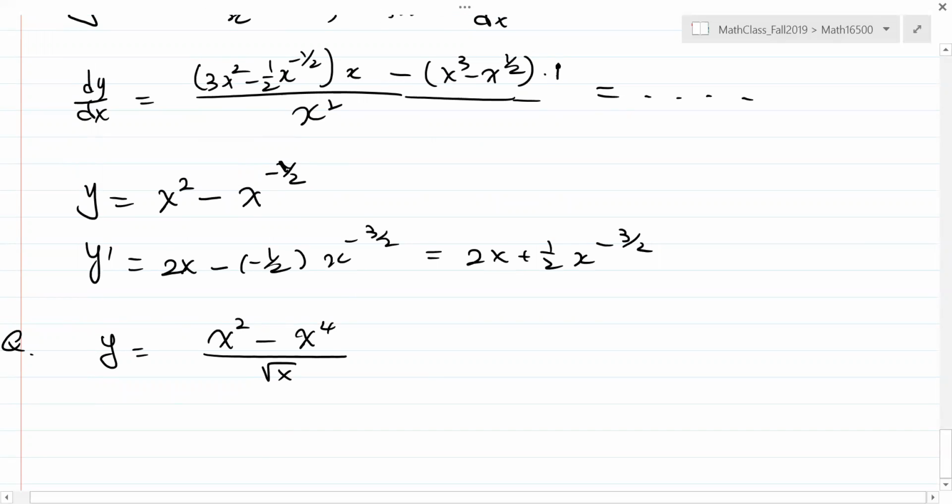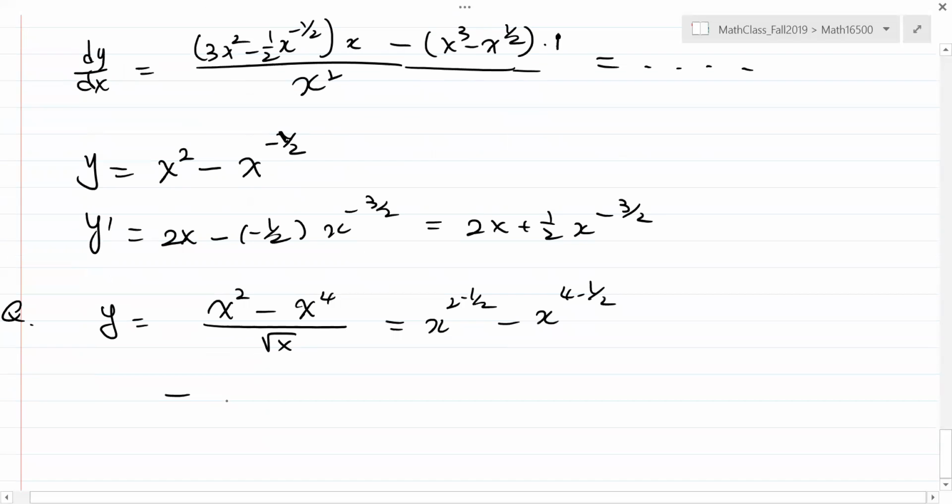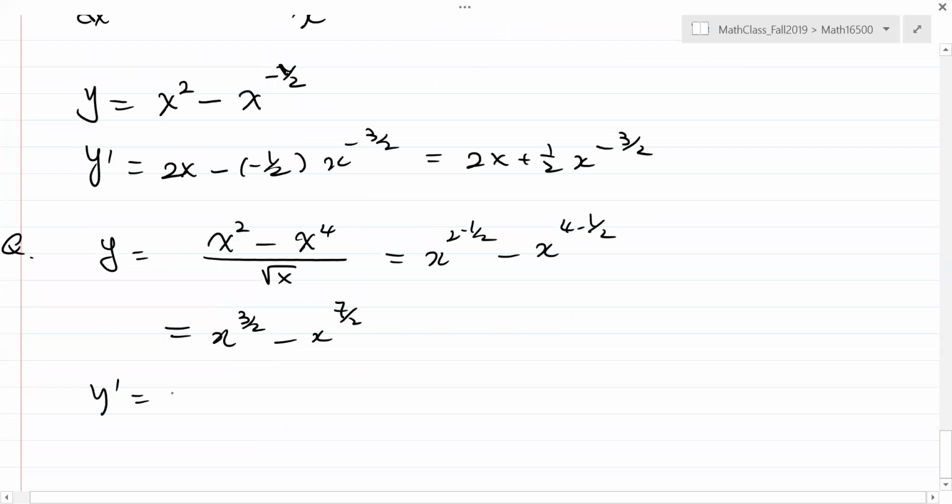If you use a quotient rule, it's still very complicated. Okay. If you're not, then you get x to the 2 minus 1/2, and here's x to the 4 minus 1/2. Right? Then you get x to the 3 over 2 minus x to the 7 over 2. Then you differentiate each power function. Okay? Then you will get the answer.